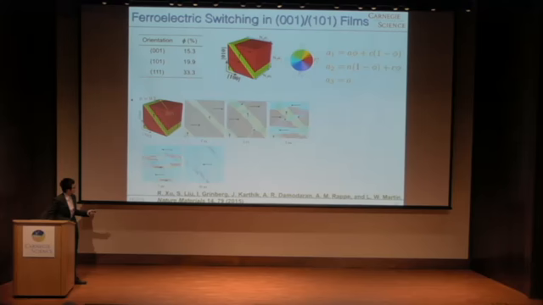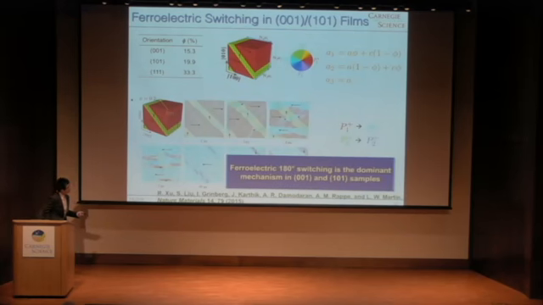We turn off the electric field and let the system relax. This is a constant volume simulation. At the end, we can see the re-emergence of a domain pattern that is similar to the initial domain pattern. So the finding is that ferroelectric 180-degree switching is still the dominant mechanism in the 001 and 101 samples.